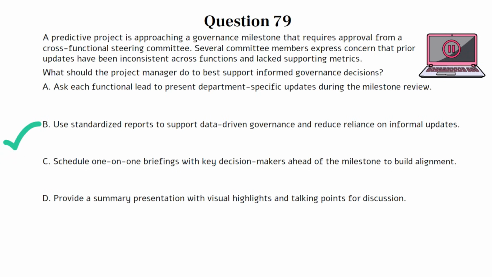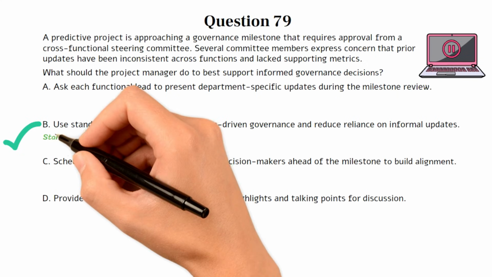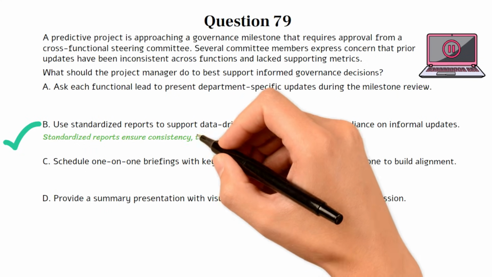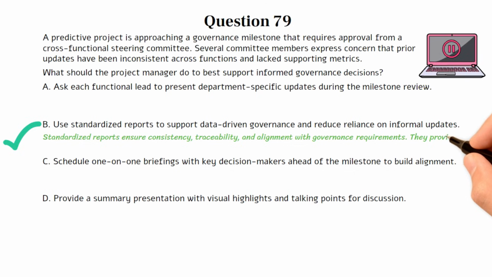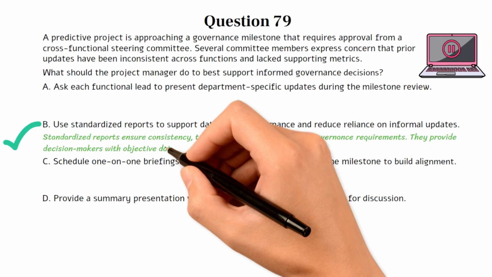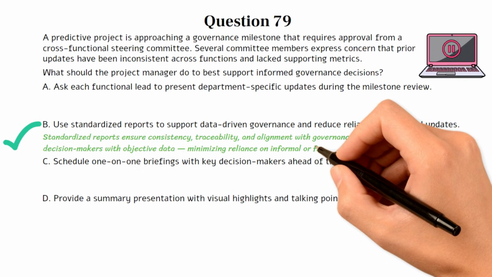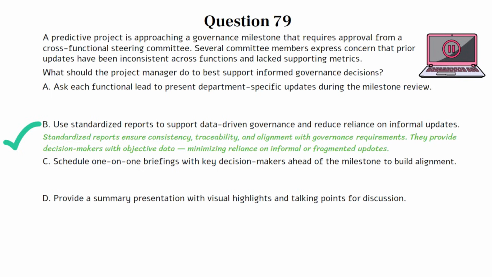This question tests your understanding of how structured reporting supports project governance in predictive environments. Effective governance relies on timely, accurate, and standardized data to evaluate performance and authorize progress. Choice B is the best option because standardized reports ensure consistency, traceability, and alignment with governance requirements. They provide decision-makers with objective data, minimizing reliance on informal or fragmented updates.